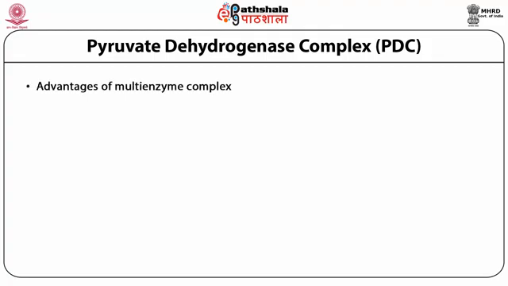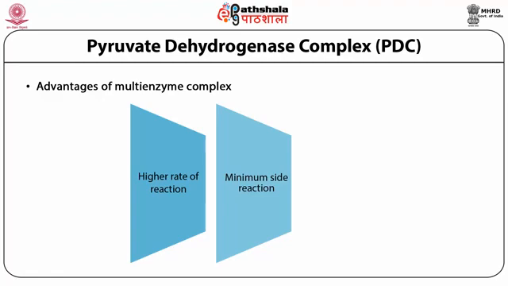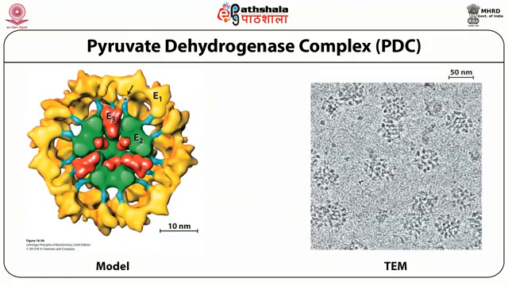There are obvious advantages of a multi-enzyme complex. These advantages are a higher rate of reaction, because the product of one enzyme acts as a substrate of the other and is available for the active site of the next enzyme without much diffusion. The second advantage is minimum side reactions, and third is coordinated control. Here coordinated control is very important, as the concentration of substrate and the concentration of product should be maintained throughout the reactions.